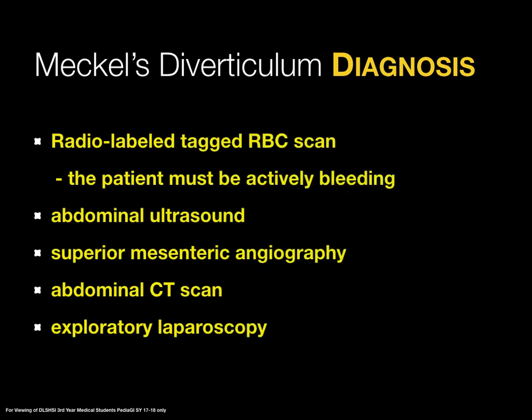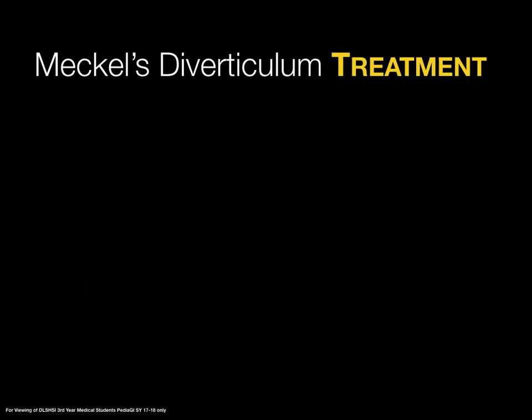For the radio-labeled tagged RBC scan, the patient must be actively bleeding to do this diagnostic modality. However, you can also do abdominal ultrasound, superior mesenteric angiography, abdominal CT scan, and exploratory laparoscopy. Treatment is surgical excision.